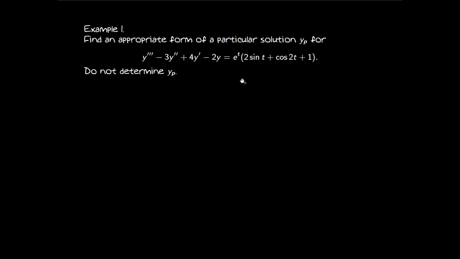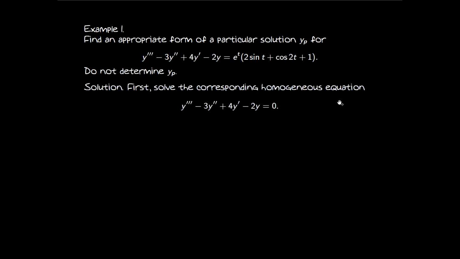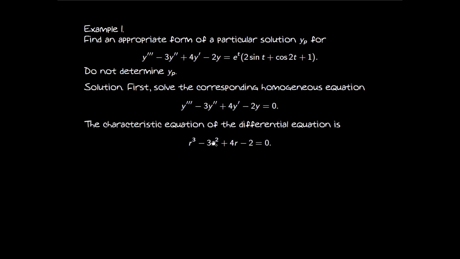Let's check out the first example. For this example, we just need to provide a form for the particular solution. We don't have to solve this. But we know the form of the particular solution depends on the fundamental solutions. So we still need to do the first step. Namely, we have to solve the homogeneous equation. And we can use the characteristic equation to solve it.